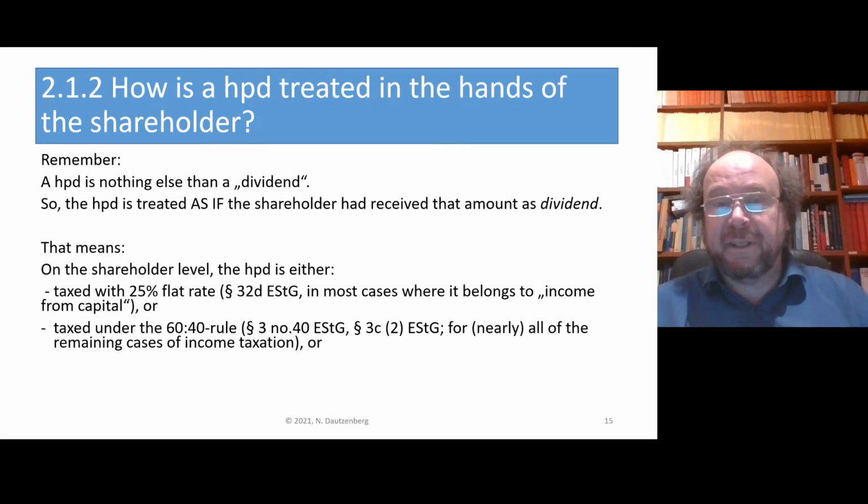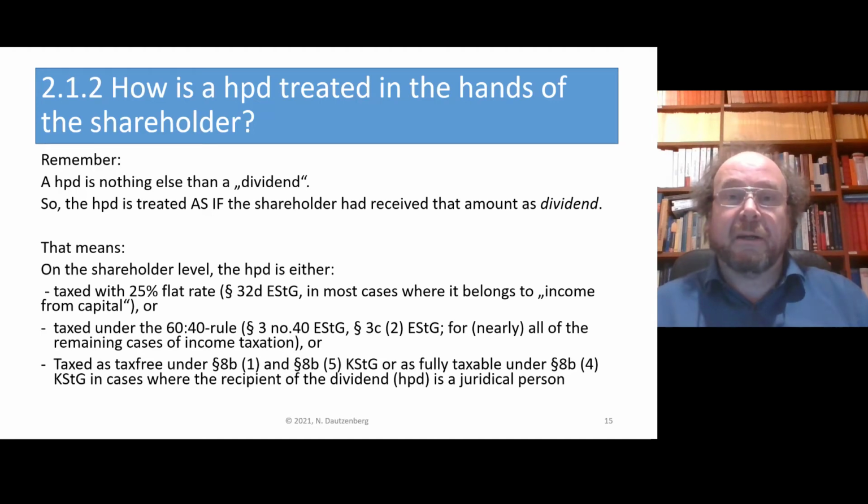That's very convenient, by the way, because paragraph 3 EStG contains a list of all of the most tax-free income which you can have, and that 40% of a dividend is tax-free is exactly in 3 number 40. So the number even reminds you of the percentage.